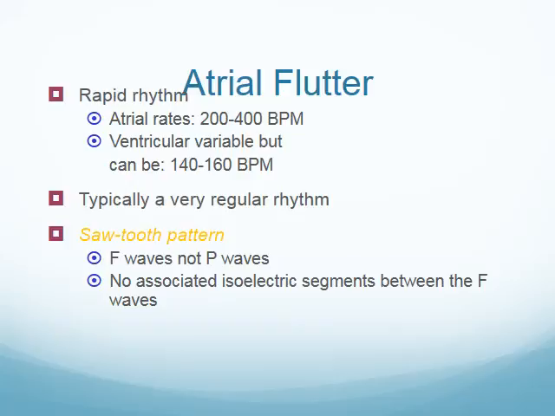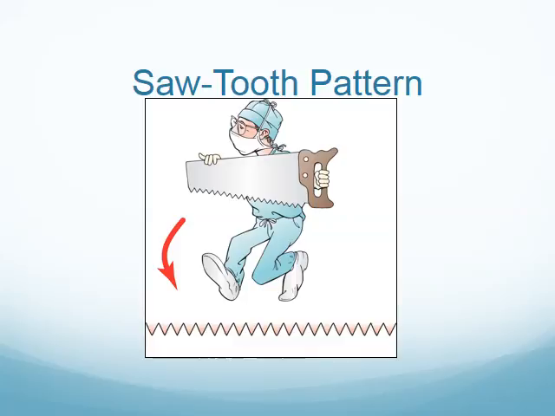It's pretty easy to pick out because we don't really see P waves. We see what we call flutter waves or F waves. There's no associated isoelectric line between the F waves. They're continuous up and down, up and down. The biggest thing to remember with atrial flutter is the sawtooth pattern. This is the most distinguishing characteristic that's going to help us pick out what we're looking at.